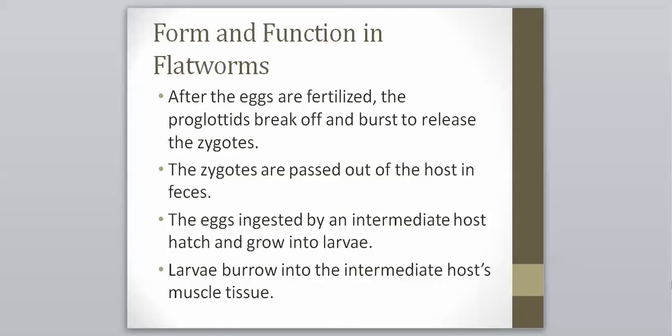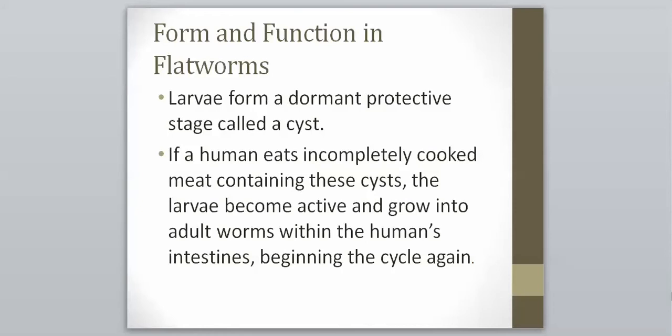Let's say they leave the human, and then let's say they're ingested by a rabbit outside. The larva will then burrow into the muscle tissue of the bunny, and then the larva will form a dormant protective stage called the cyst. If a human eats this incompletely cooked meat containing these cysts, the larvae become active and grow into adult worms within the human's intestines, beginning the cycle again. I just use rabbit as an example. It could be any animal there to start this whole process over again. So we got to make sure we cook our meat thoroughly, or else you might be getting a tapeworm.